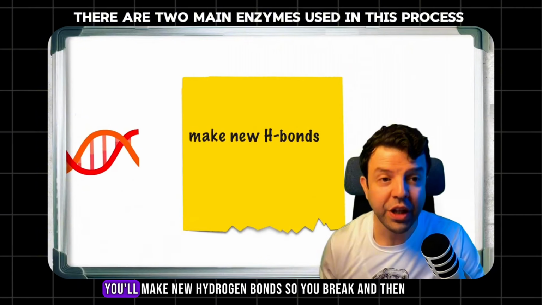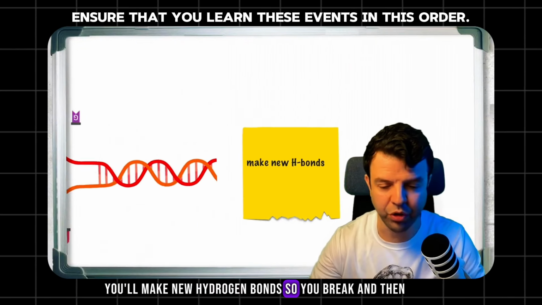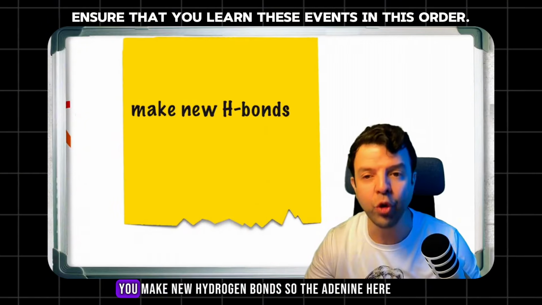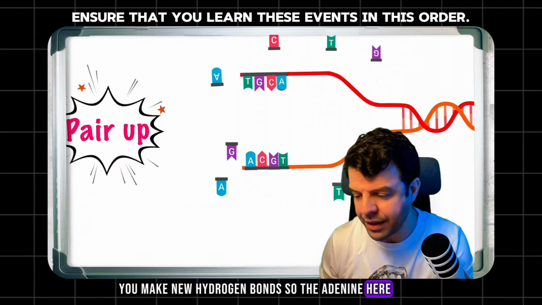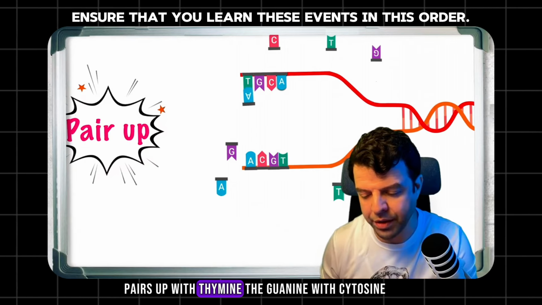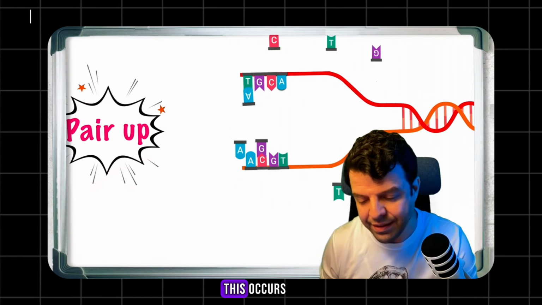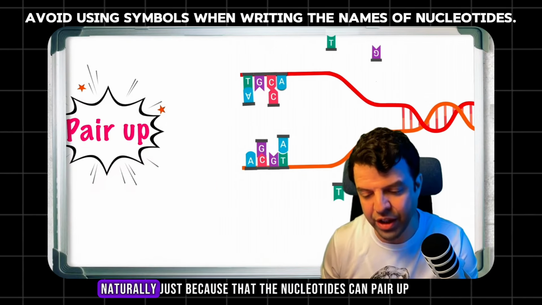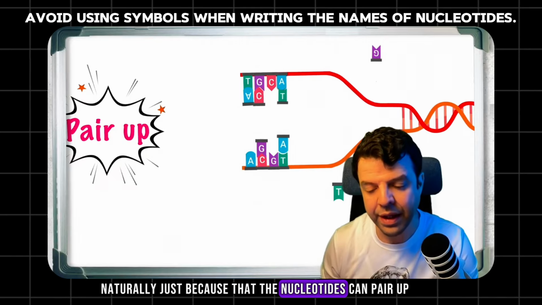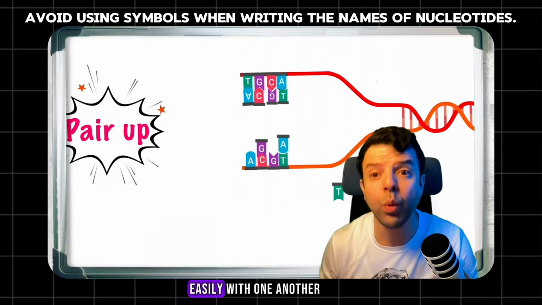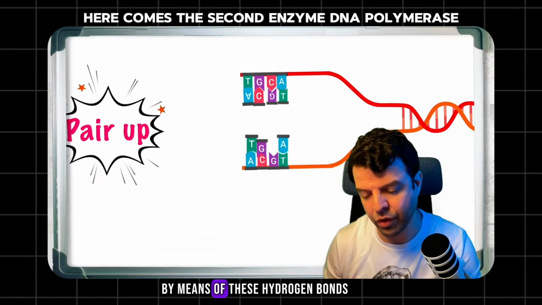Step 2, you'll make new hydrogen bonds. So you break and then you make new hydrogen bonds. So the adenine here pairs up with thymine, the guanine with cytosine. This occurs naturally just because the nucleotides can pair up easily with one another by means of these hydrogen bonds.